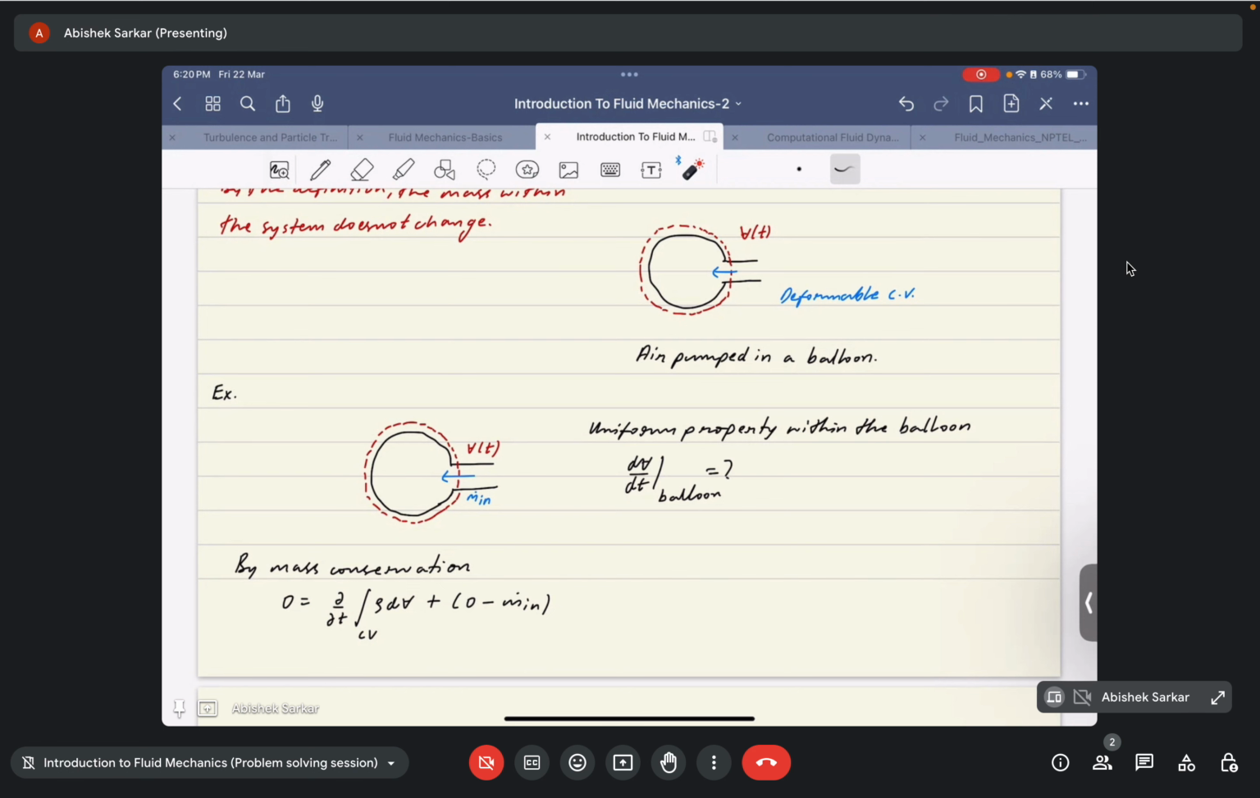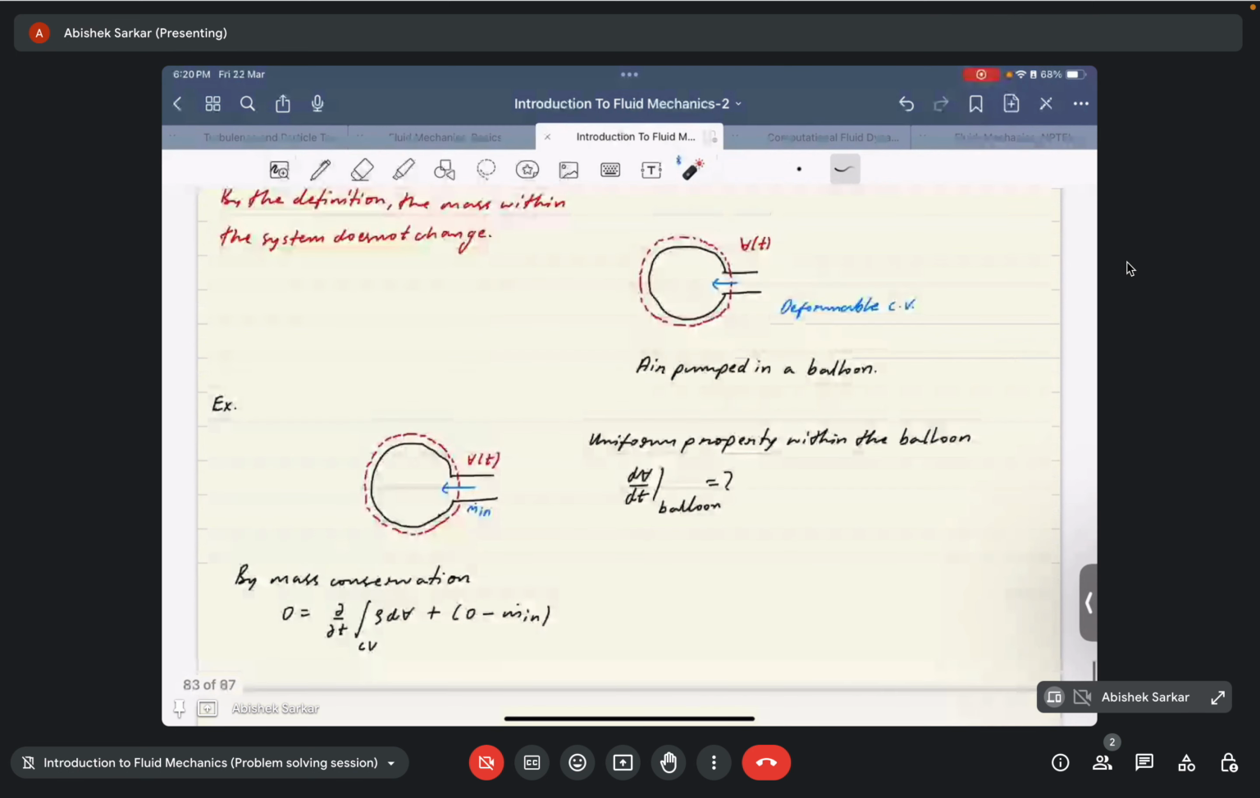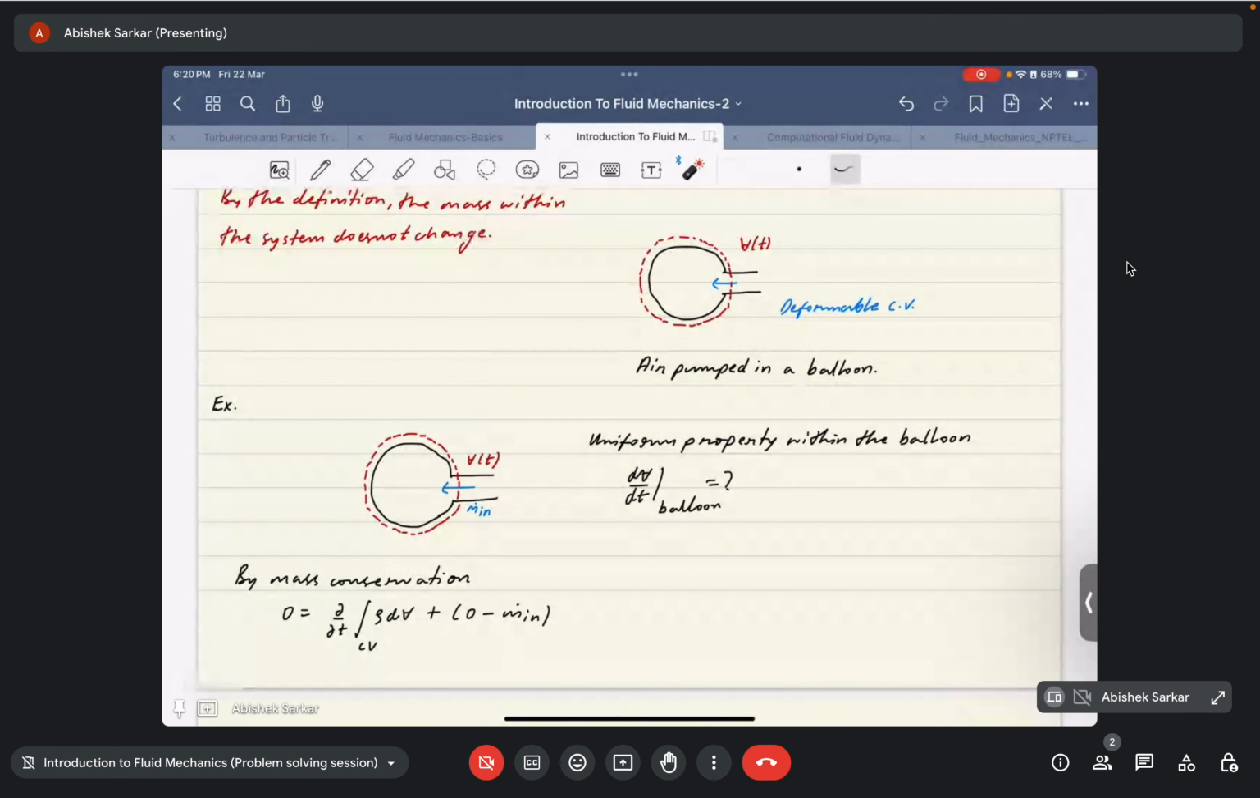Okay, so the question is that air is being pumped into a balloon. The direction of air is being shown here. The air is being pumped inside the balloon, and the volume of the balloon changes with respect to time. We are asked to find the rate of change of volume of the balloon with respect to time, that is, we are asked to find dV by dt.